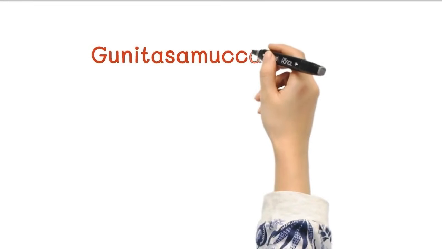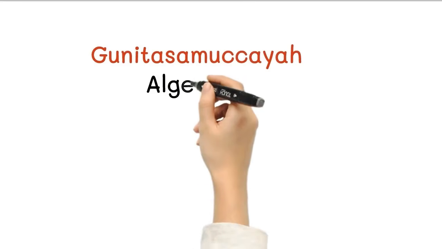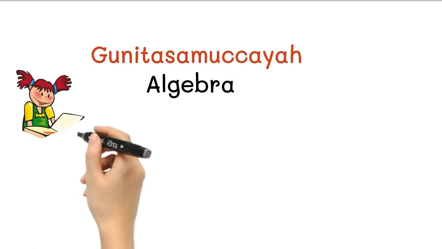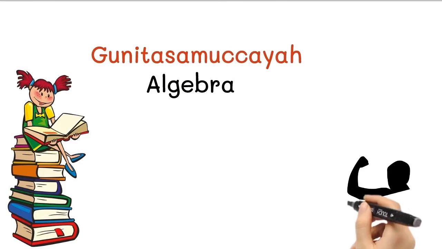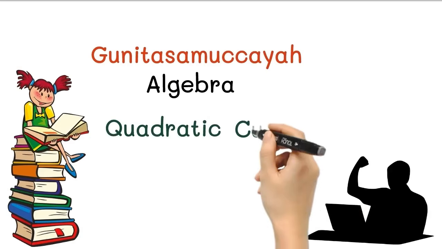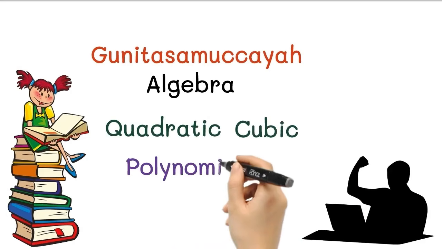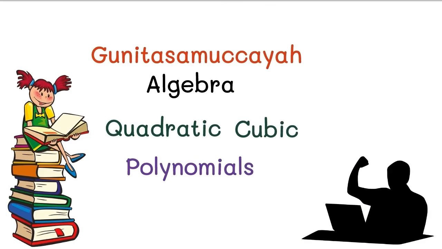This is where Ganotasamachchaya truly shines in algebra. You don't use it to solve the expression, you use it to confirm your answer. Quadratic, cubic, polynomials. One simple substitution and your answer is checked.